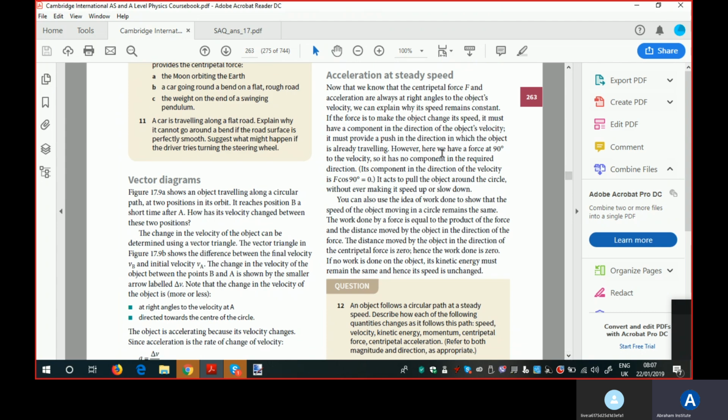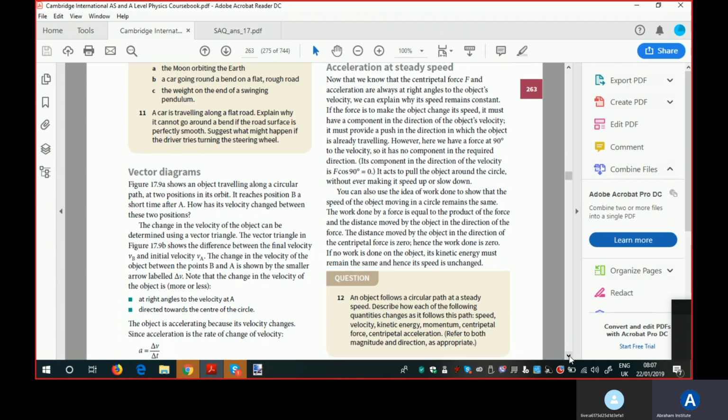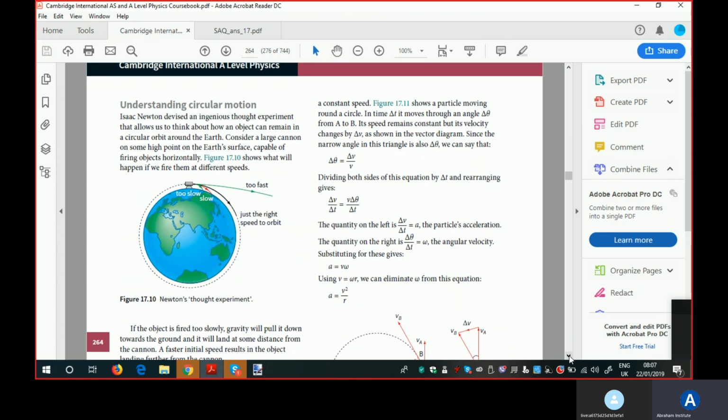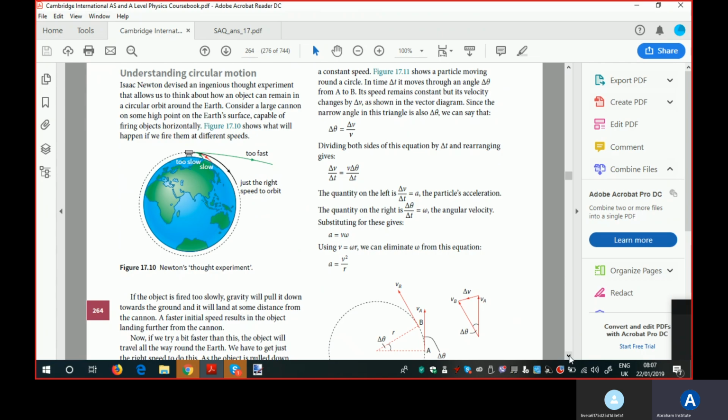Then acceleration at a steady speed. I told you when the speed is constant, if the object is moving in a circle, even though the magnitude of velocity is constant, that is the speed is constant, the direction is always changing, so there is still an acceleration, because velocity is a vector quantity, so velocity is changing. That means there is an acceleration, and that acceleration we call centripetal acceleration.